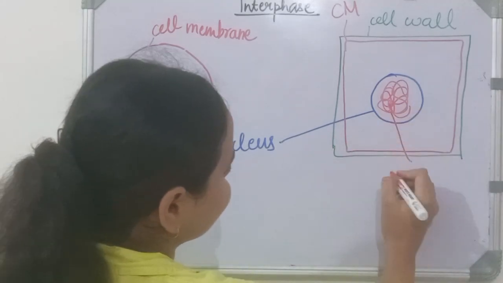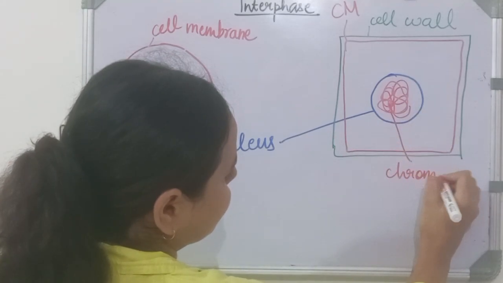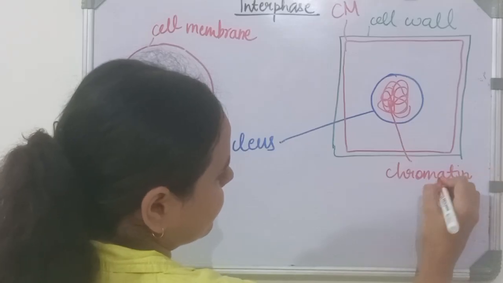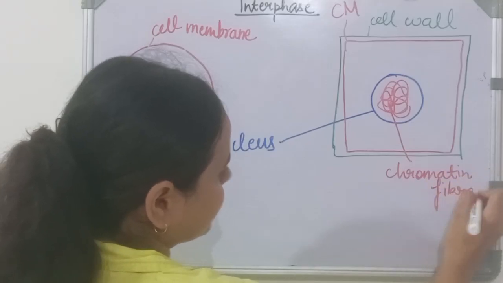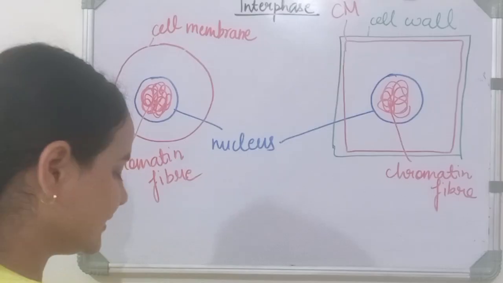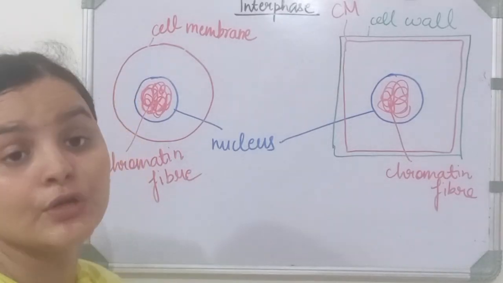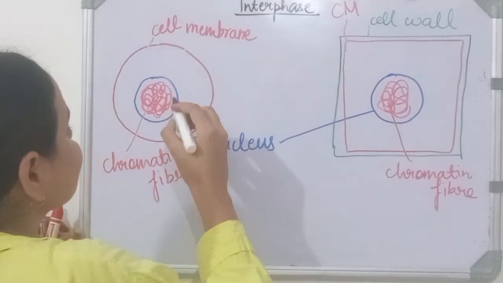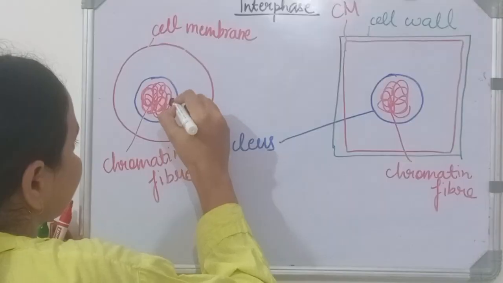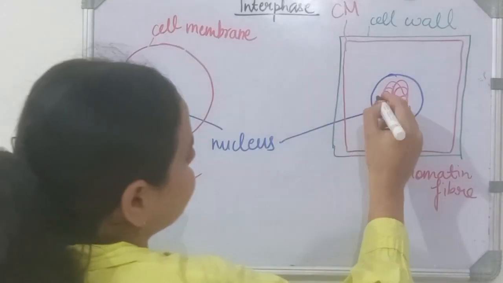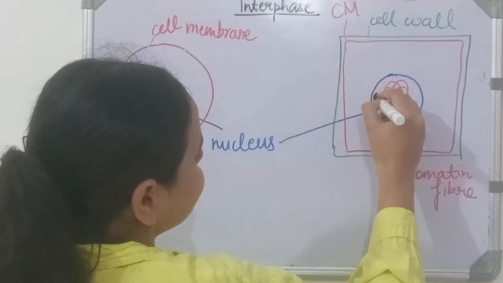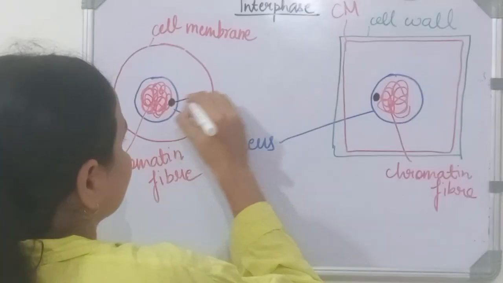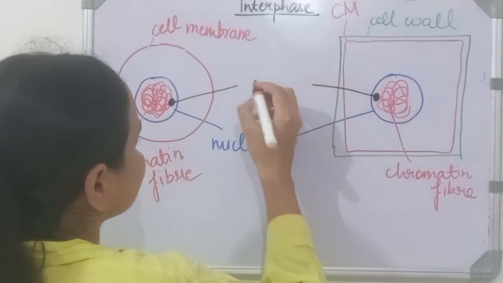Here also chromatin fiber. Now, inside our nucleus only we have nucleolus present. This nucleolus was indirectly helping in protein synthesis. So this is nucleolus.